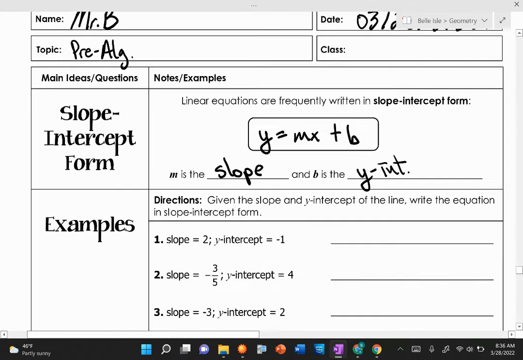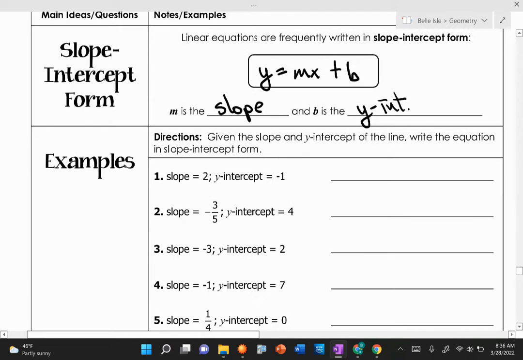The directions in the examples say, given the slope and the y-intercept of the line, write the equation in slope-intercept form. So we're kind of building up. This first part has already given you the slope and the y-intercept. All we need to do is put them in the correct form, which will just be a nice linear equation.